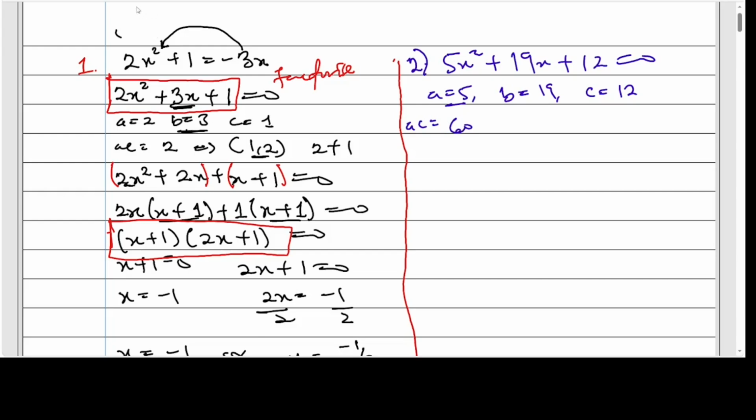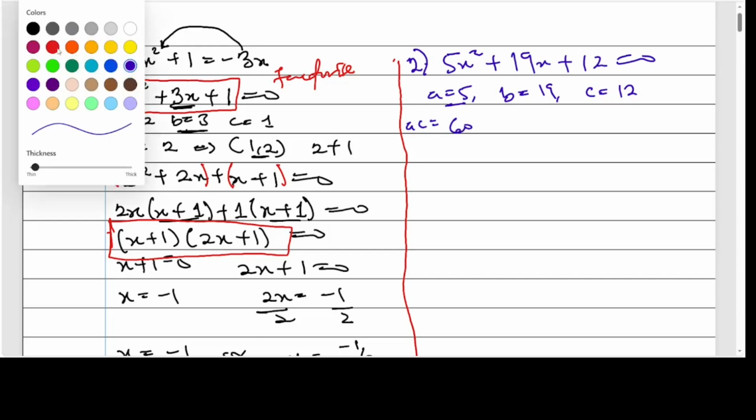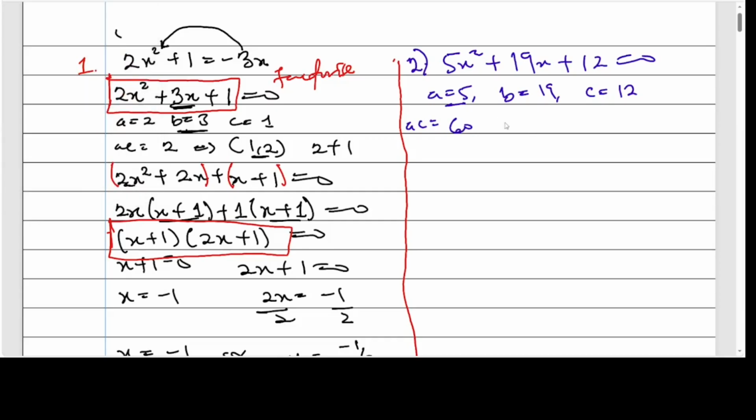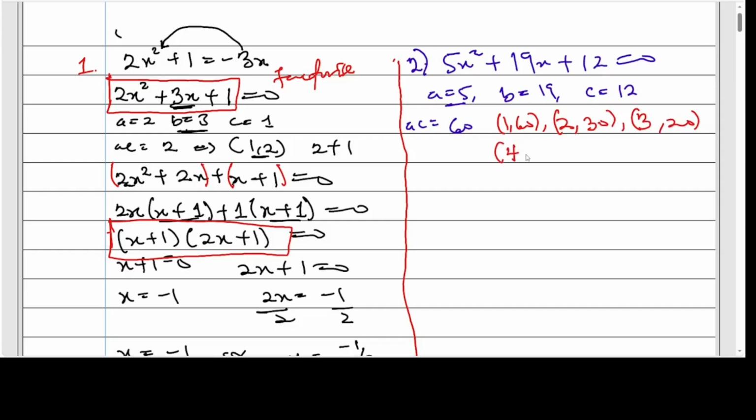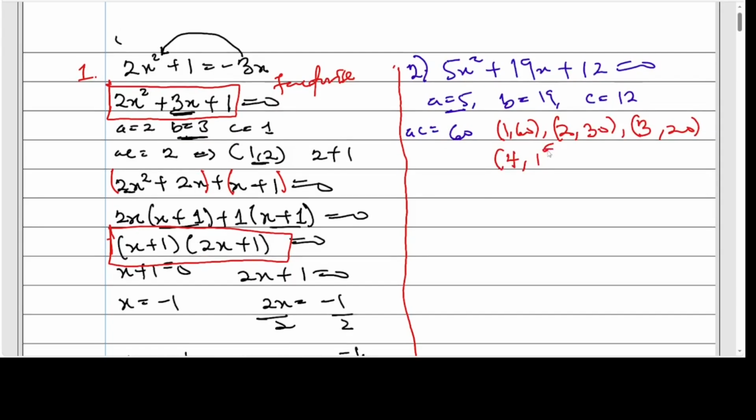You're going to list all the factors of 60 and pair them. So let's list the factors of 60. We have 1 and 60. 2 is a factor of 60, it is 2 times 30. 3 is also a factor, 3 times 20. And then 4 is a factor, 4 times 15. So the factors of 60 are 1, 2, 3, 4, 15, 20, 30, and 60.